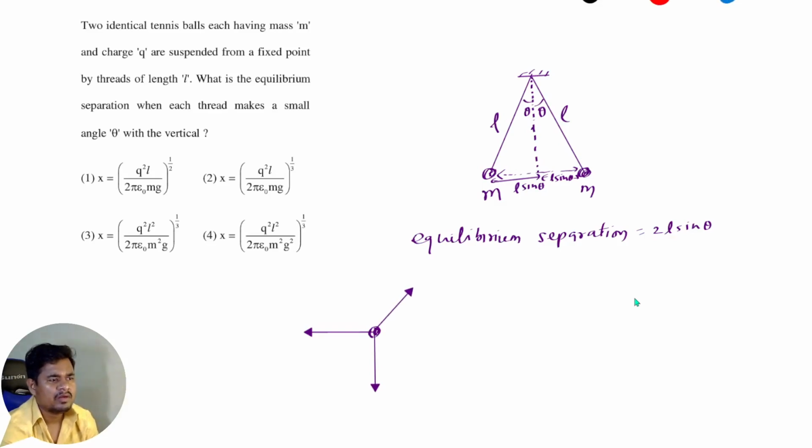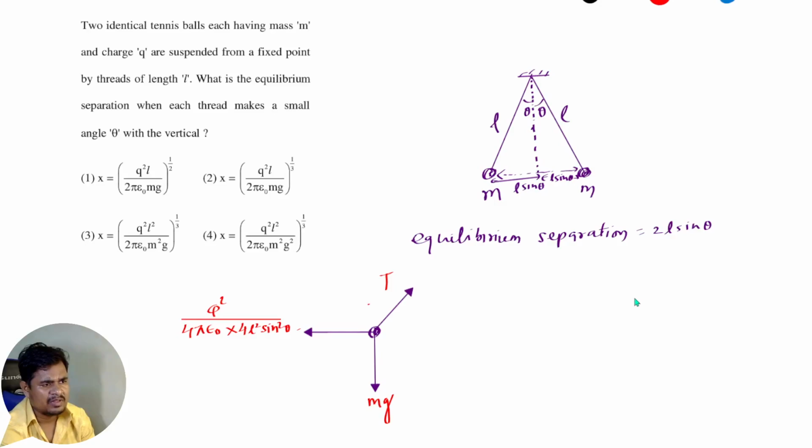So electrostatic repulsion here is 1 upon 4 pi epsilon naught q square divided by distance squared, so this is k q square by 4 L square sin square theta, and then its weight mg here, and this is tension, and with the vertical it is making angle theta.